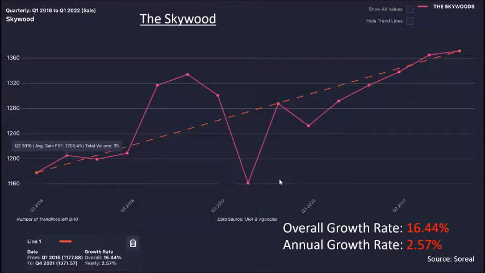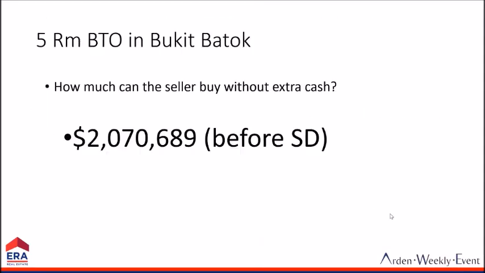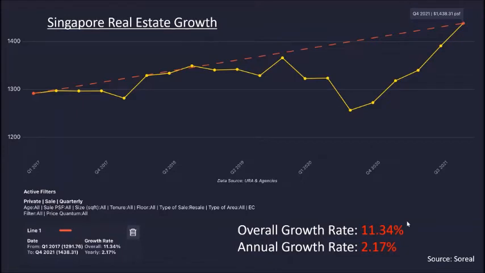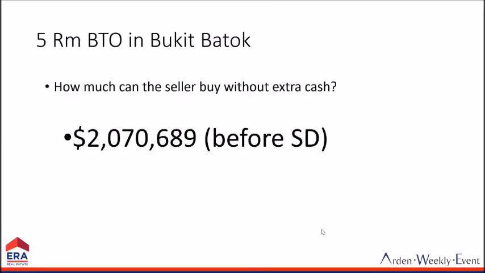Now, ladies and gentlemen, let's look back at the front of the slide. Is 16.44 better than 11.34? You need to remember 11.34 and 2.17, these two figures. If it's performing better than Singapore real estate growth overall, it's good, right? It's supposed to be good. Okay, no problem. So let's go back to Skywood.